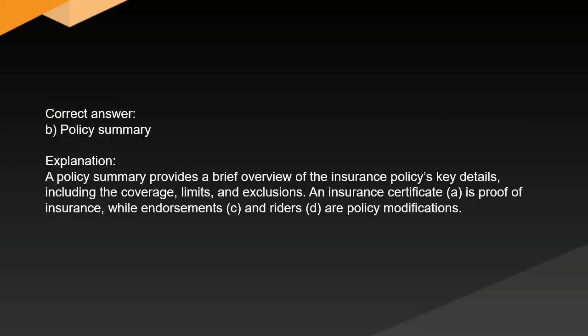Correct answer: B, policy summary. Explanation: A policy summary provides a brief overview of the insurance policy's key details, including the coverage, limits, and exclusions. An insurance certificate, A, is proof of insurance, while endorsements, C, and riders, D, are policy modifications.